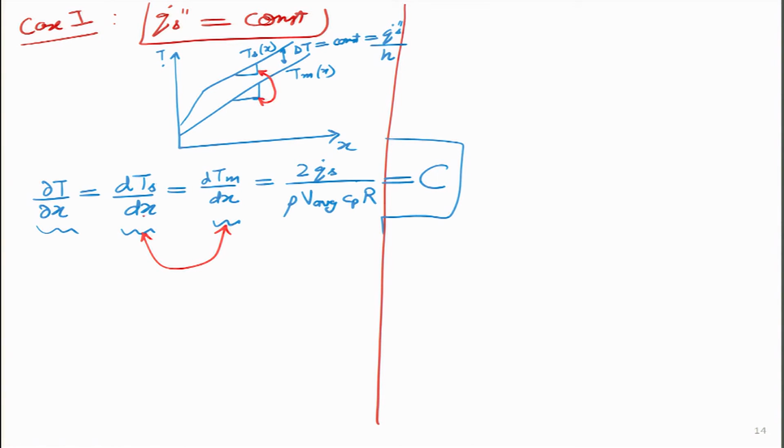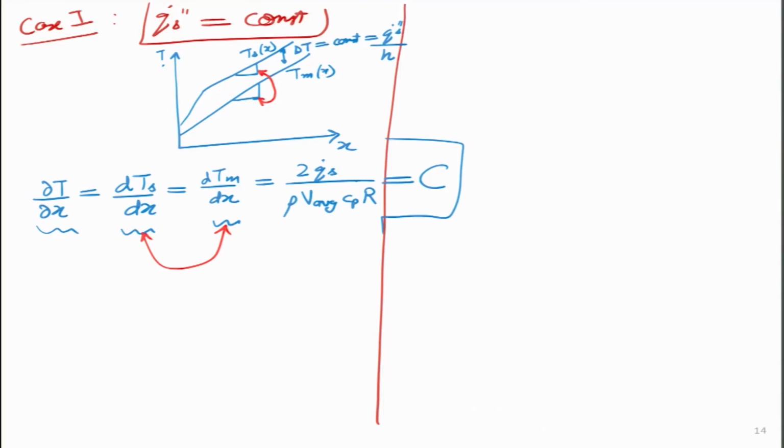Because what is dTs by dx? The slope of the temperature at the surface. For the first curve, that slope is equal to the slope of dTm by dx, the slope of the mean temperature of the fluid, its gradient with x. So both slopes are equal, and that is shown over here, that dTs by dx, dTm by dx both are equal, and also equal to dT by dx, also equal to this constant. So, 4 equalities we have over here.